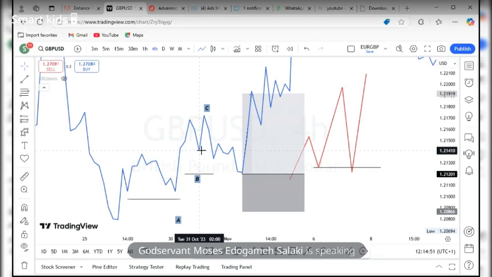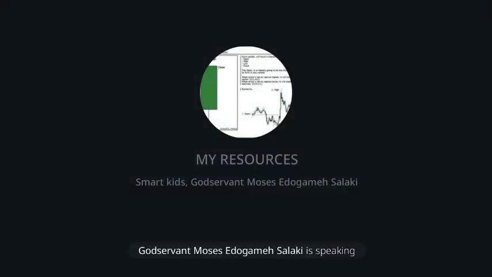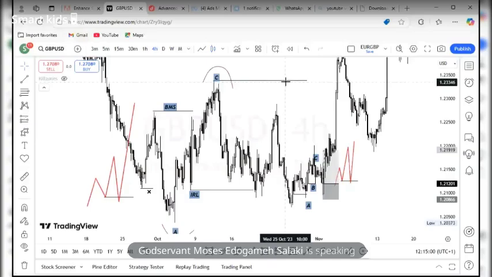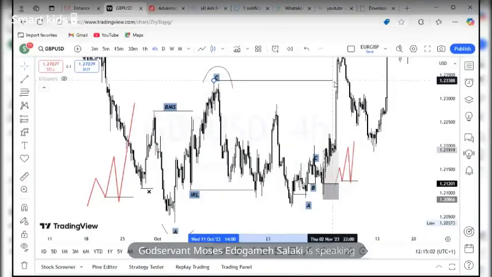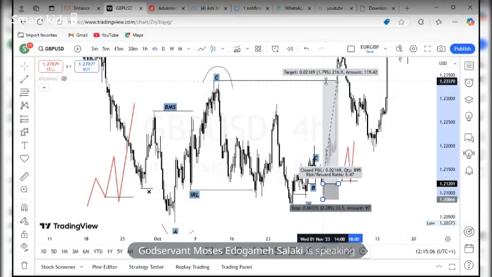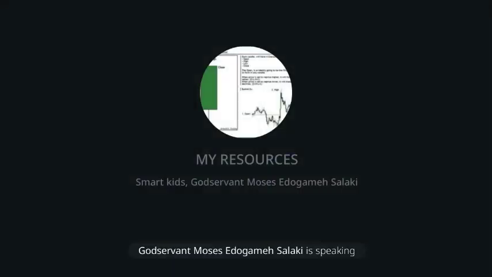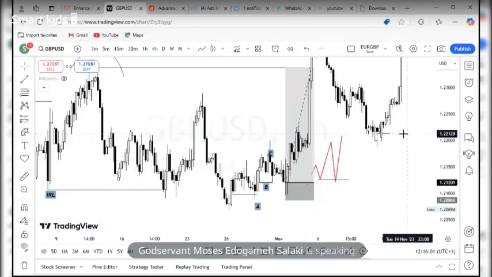That was the entry. Now, where is your target? Your overall target is the C leg that was captured. That should be captured rather. That's the entire C leg. That's a 1 to 6.5. That's very, very fair. So it's the same principle all the time.